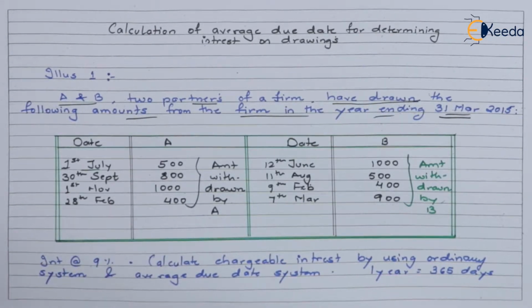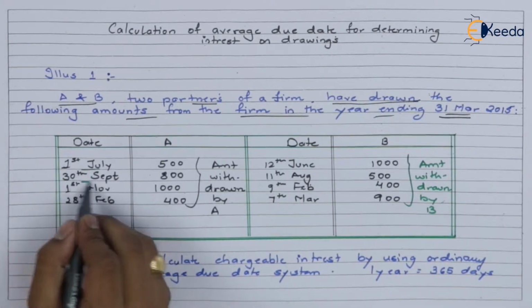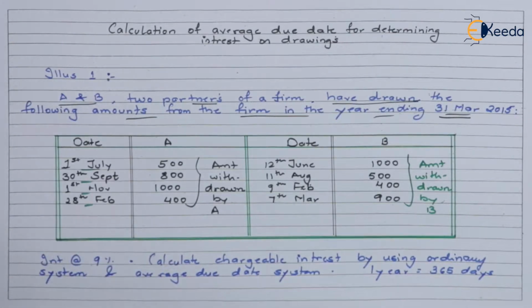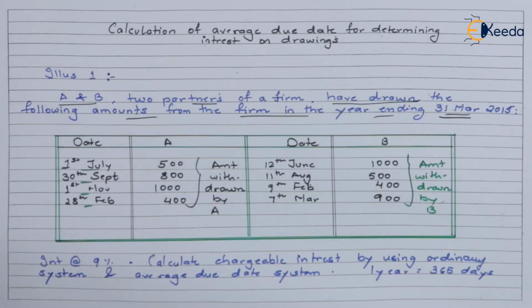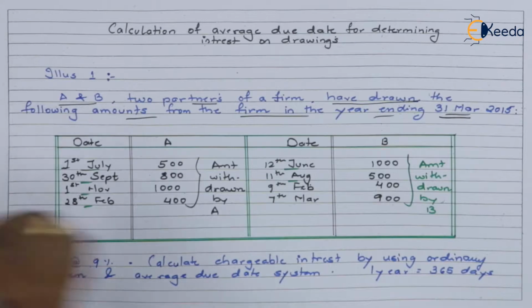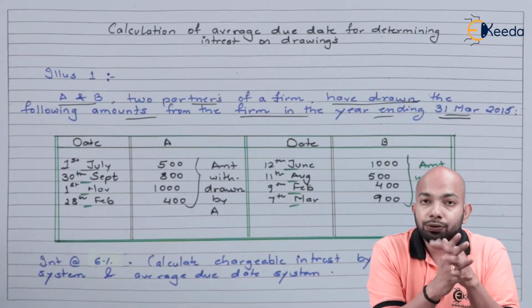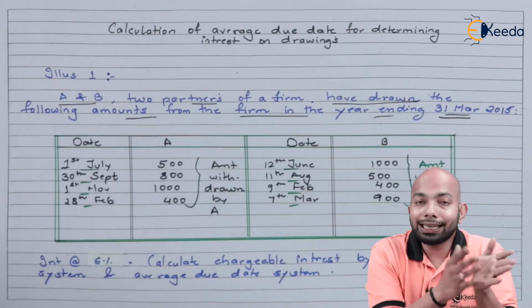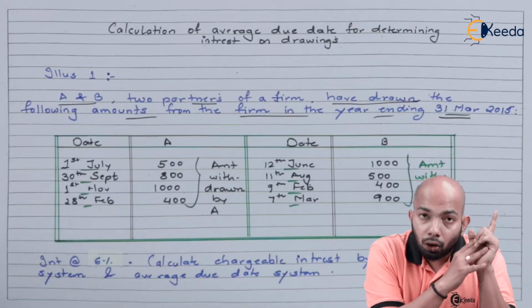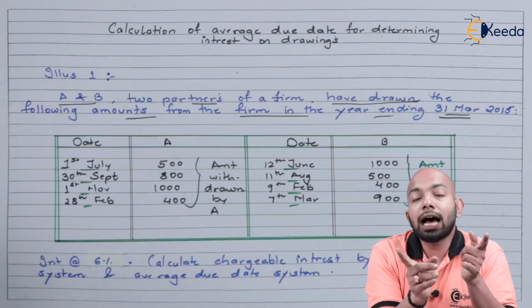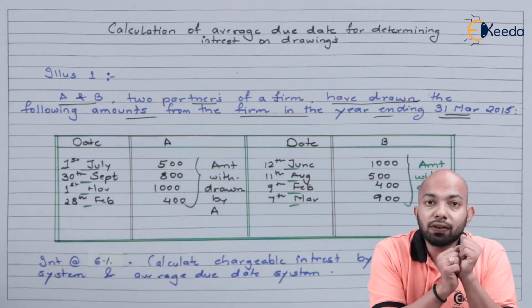So for A it is 1st of July, 30th of September, 1st of November, 28th of Feb, where the drawings have been made. And similarly for B we have certain dates like 12th of June, 11th of August, 9th of Feb and 7th of March respectively, and the corresponding amounts also have been mentioned. The interest is chargeable at the rate of 6%. We have to calculate the interest chargeable if the ordinary system is used and if the average due date system is used. So let's figure out how to get it done.